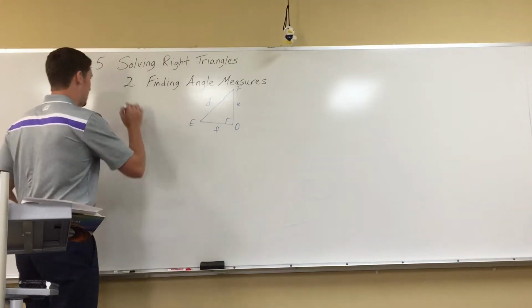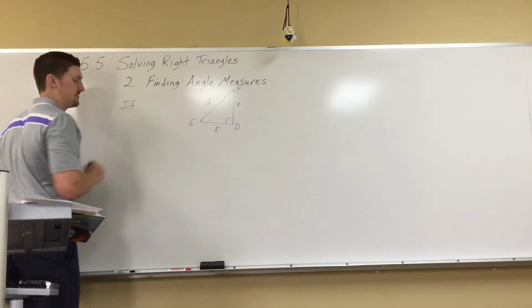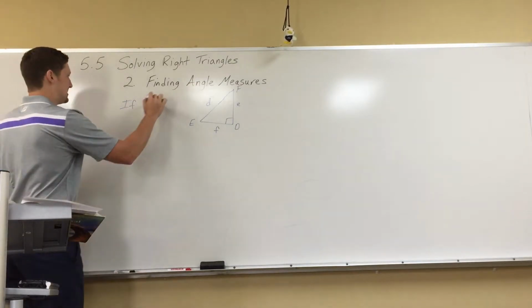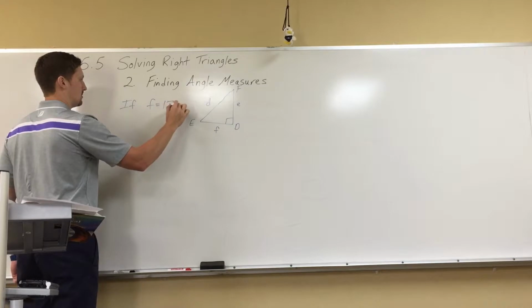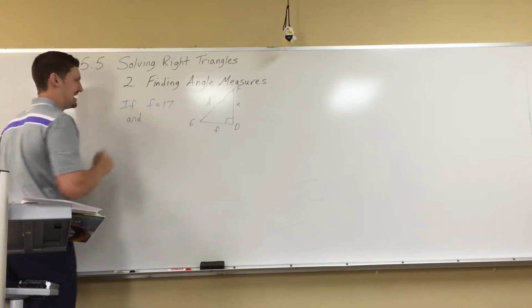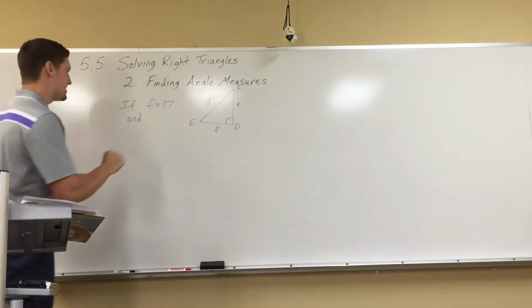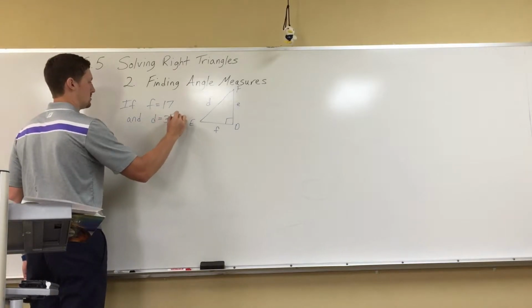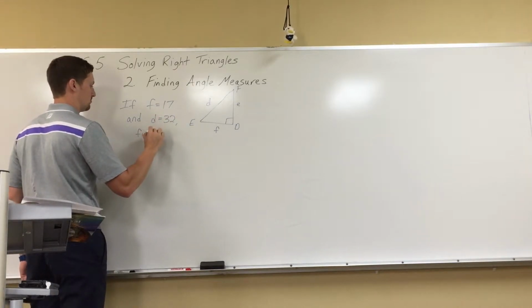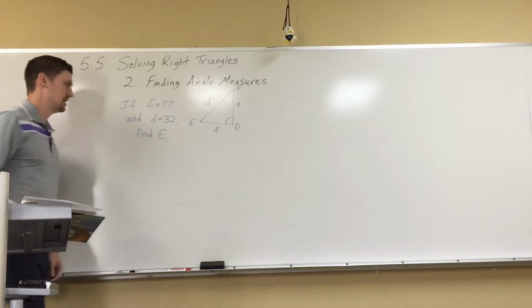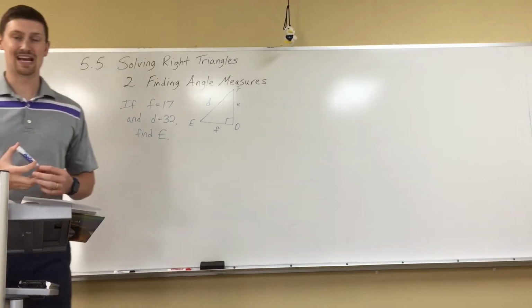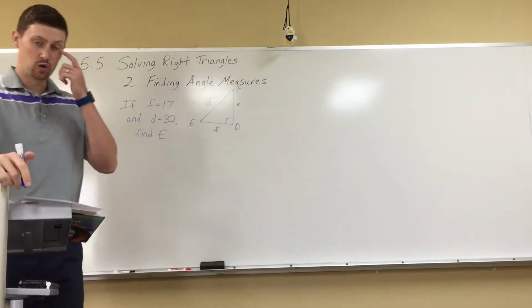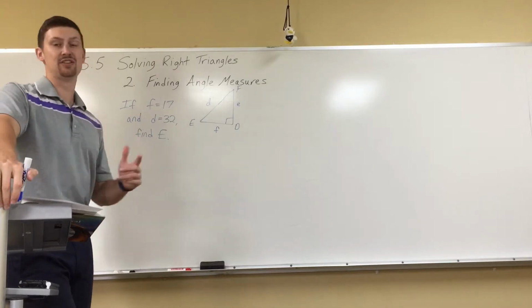All right, they're not going to have us solve the whole thing here. They just tell us if f equals 17 and d equals 32, find E. Now, notice what happened here. We're looking for an angle, but they gave us two sides.